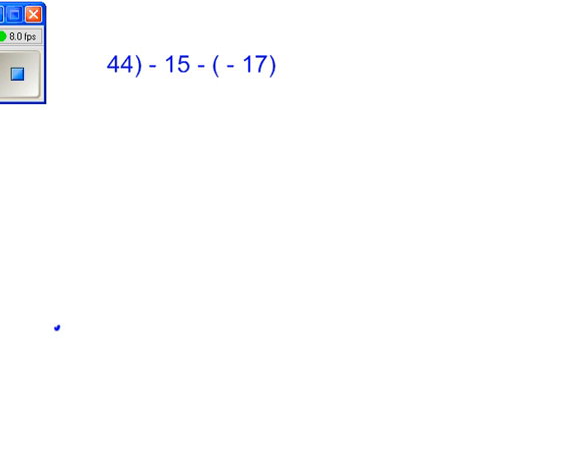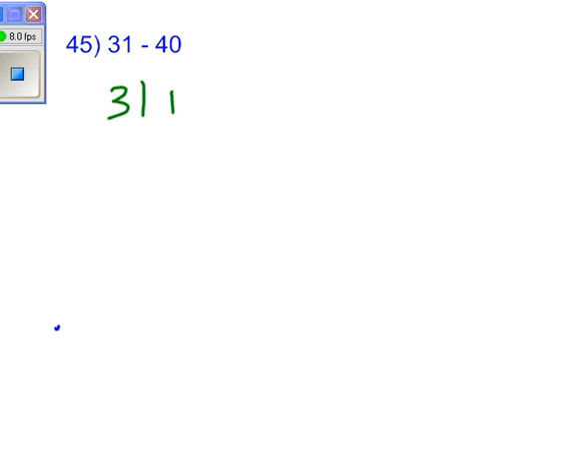44 is a negative 15, subtract a negative 17. This is going to become negative 15 plus the opposite of negative 17, which is 17, which is a positive 2. Problem 45 is 31 subtract 40. So we're going to change this to 31 plus the opposite of 40, which is negative 40. So we are going to subtract these. That'll give us a negative 9.